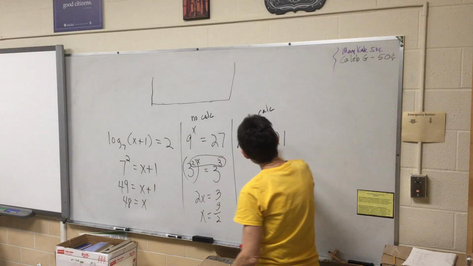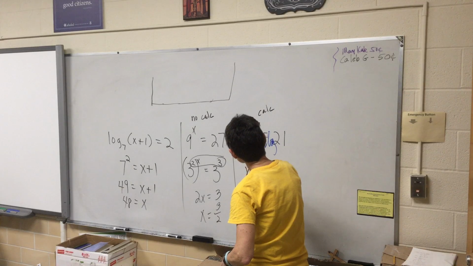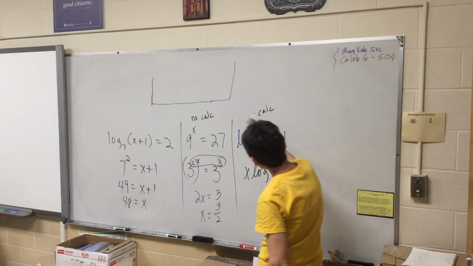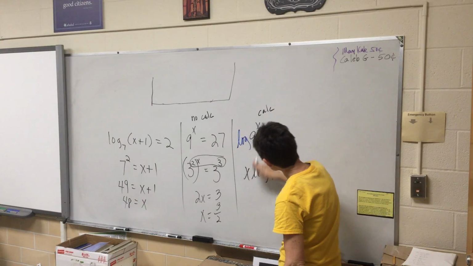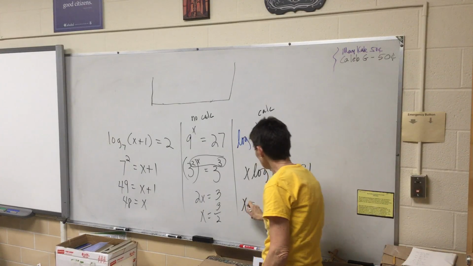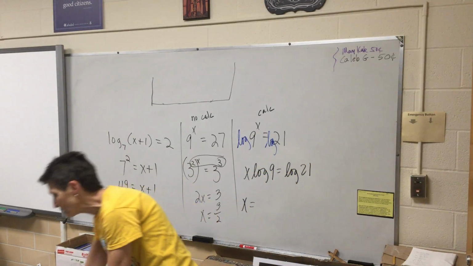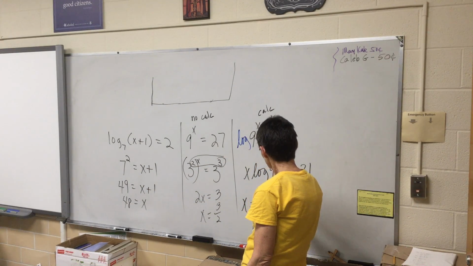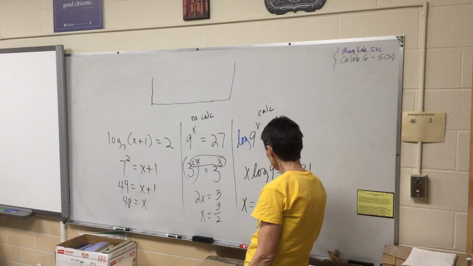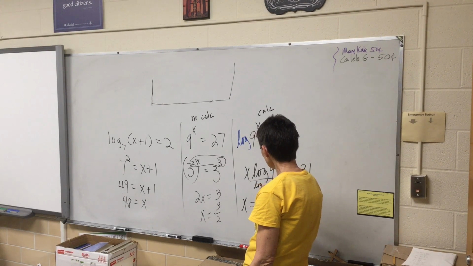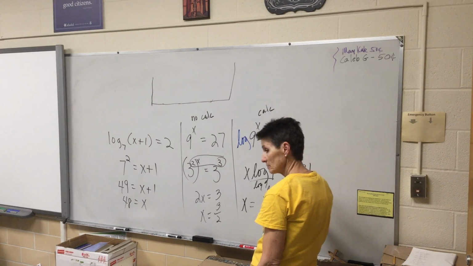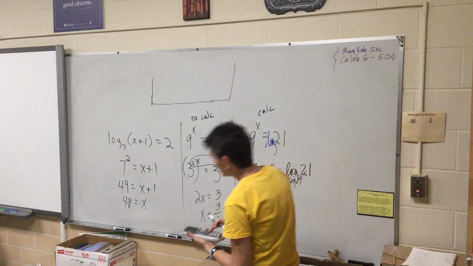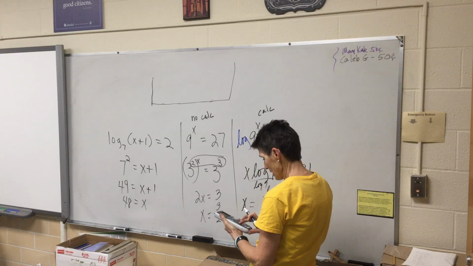So the minute I do that, my exponent is going to come out in front. So x comes out in front. So x log 9 equals log 21. And then what will I end up typing into my calculator? How am I going to figure out what x is? Log 21 divided by log 9? Right? Because I'm going to divide both sides by log 9. So log 21, close parentheses, divided by log 9.